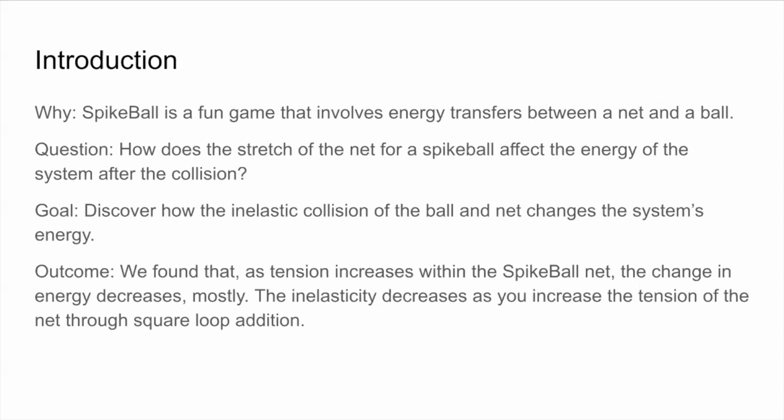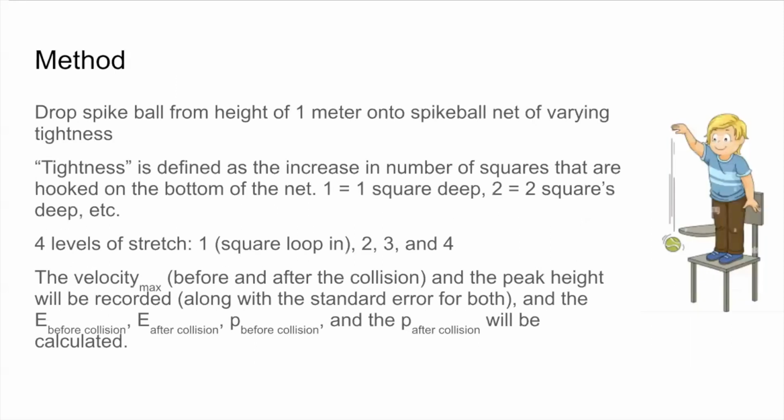The inelasticity decreases as you increase the tension of the net through square loop addition. Our method was that we dropped a Spikeball from 1 meter onto 4 different varying tightnesses. Tightness 1 represents a tightness of 1 square, and tightness 4 represents a tightness of 4 squares. Our max velocity and peak height before and after will be recorded on each trial. And then we'll use these to calculate energy, potential, and momentum before and after the collision.